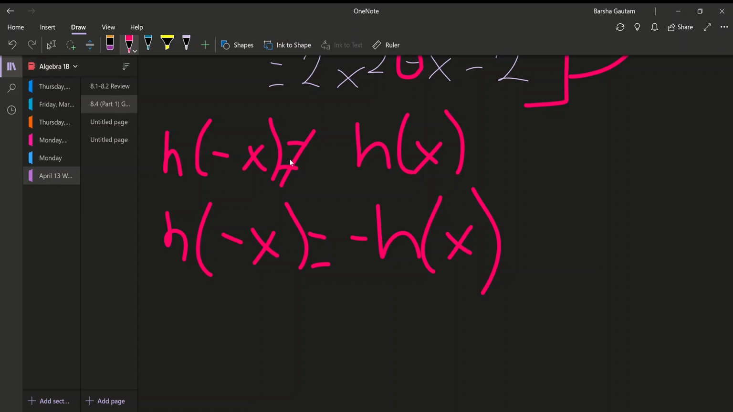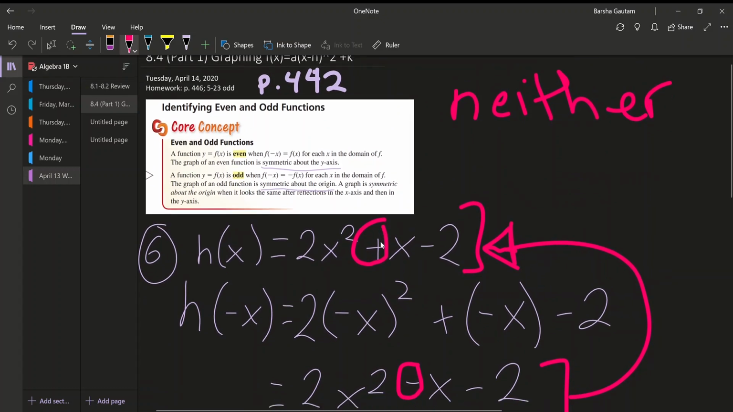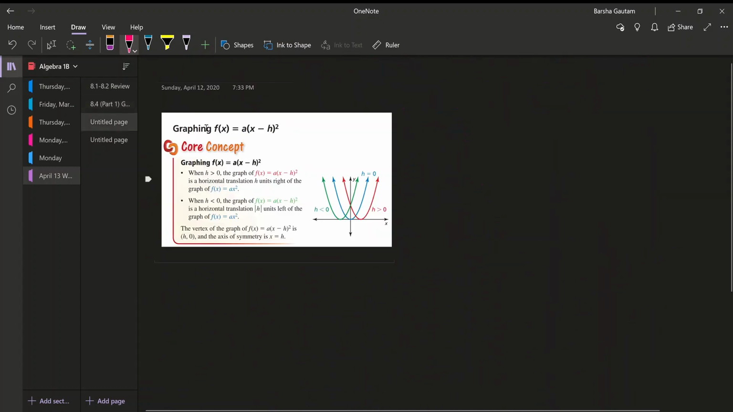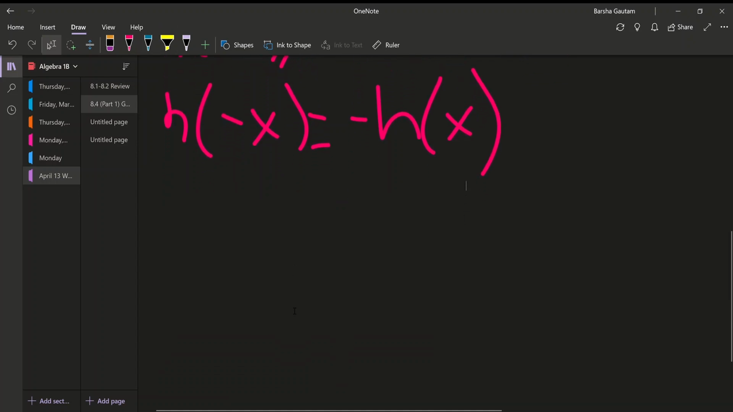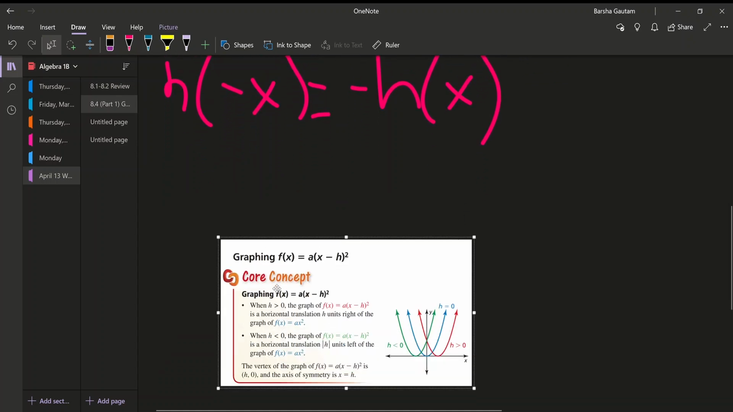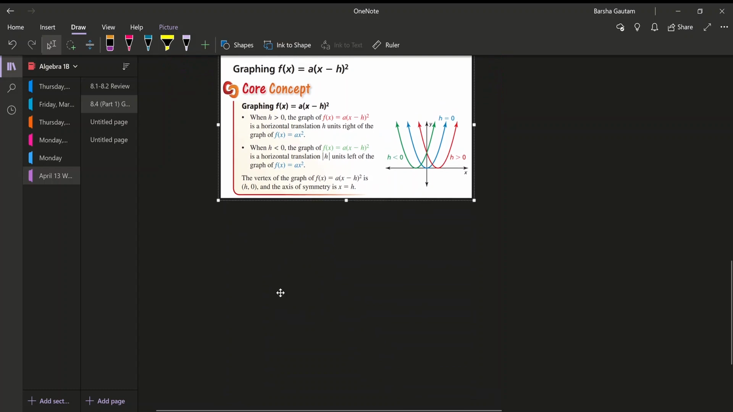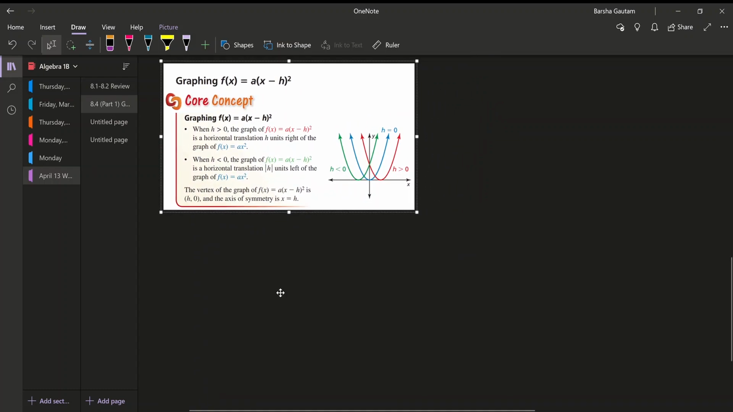Okay. Let's continue on to the next one now. Let me copy this here. We're going to need this for our next problem. Okay, so graphing f of x is equal to a times x minus h to the power of 2.